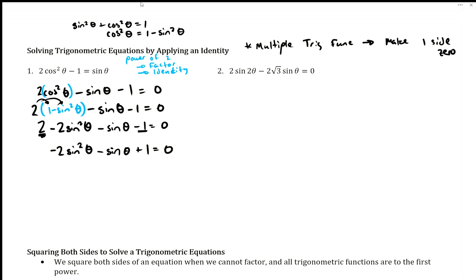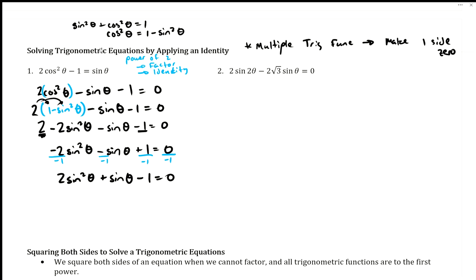Well, one thing you can do, I don't like a negative leading coefficient. I am just going to divide everything by negative 1 to change them, so that way my leading coefficient is positive. So now I have positive 2 sine squared theta plus sine of theta minus 1 is 0. And really, I didn't show it. The 0 also would have been divided by negative 1, but that doesn't change 0.